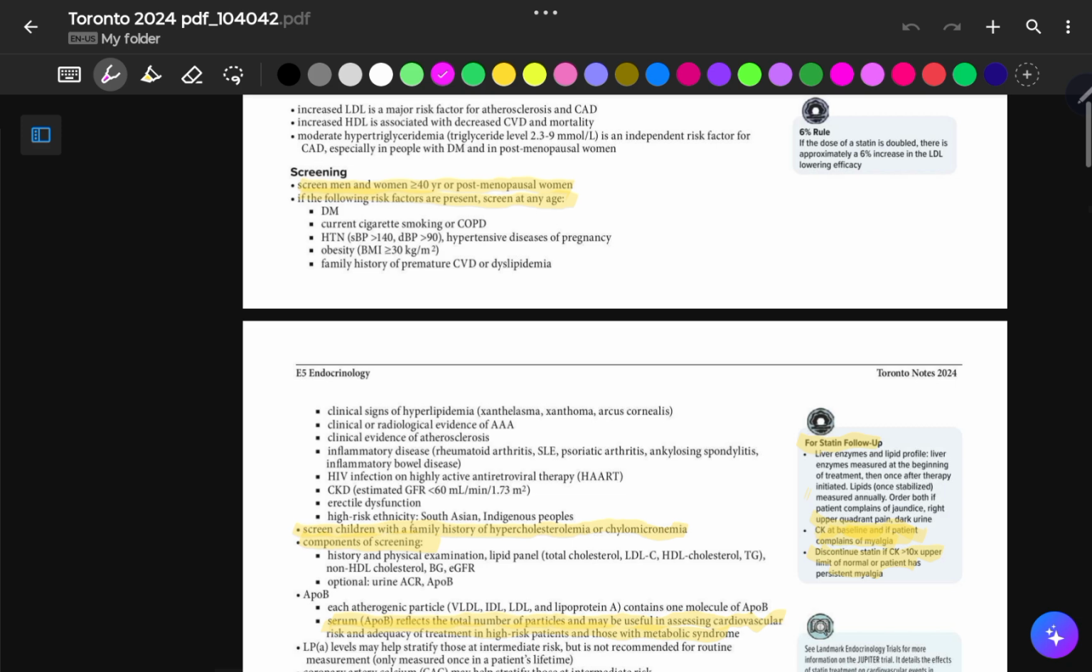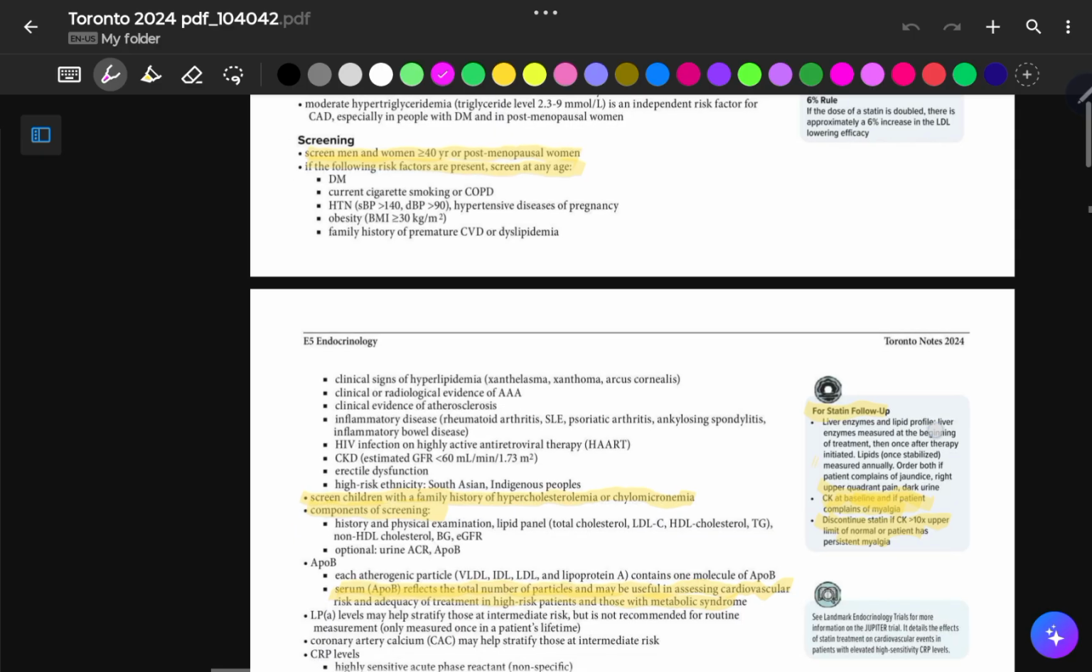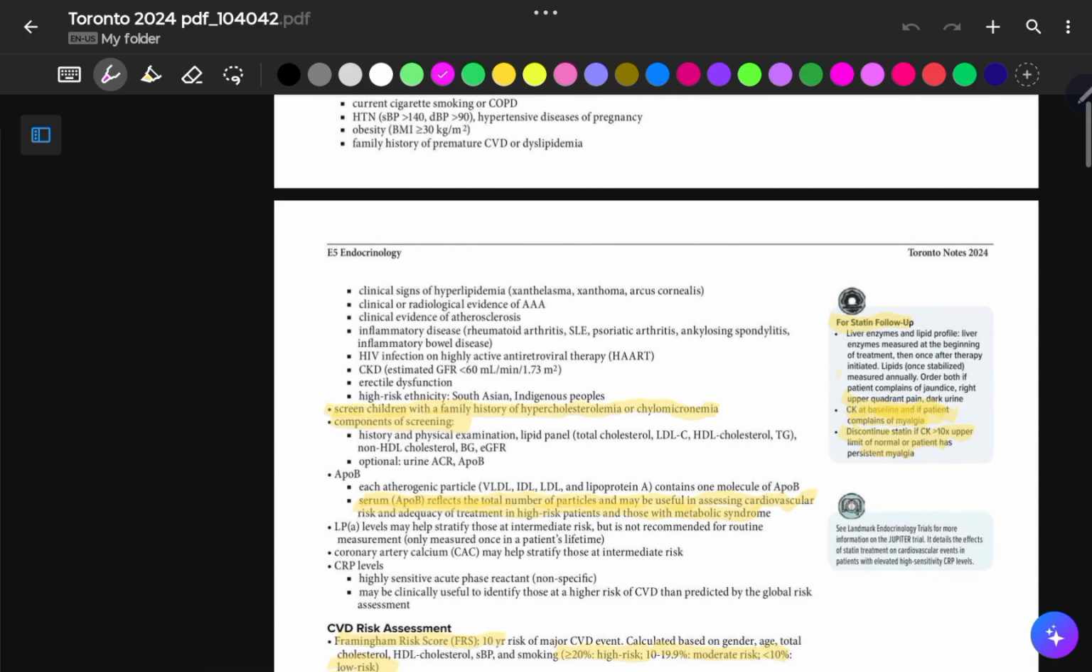And then you want to do your lipid panel. Your lipid panel includes your total cholesterol, your LDL cholesterol, your HDL cholesterol, your triglycerides. And then also your non-HDL cholesterol, blood glucose, and your glomerular filtration rate. You can also add urine, your creatinine levels and your ApoB, but that's optional. The main component of the screening is what we're speaking about, your lipid panel. First, you want to take a history and do your physical examination.